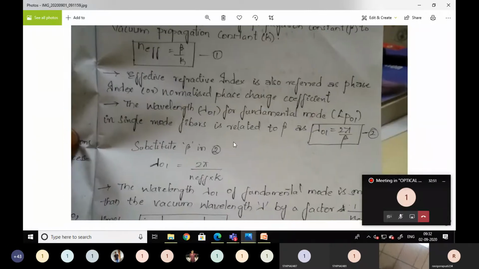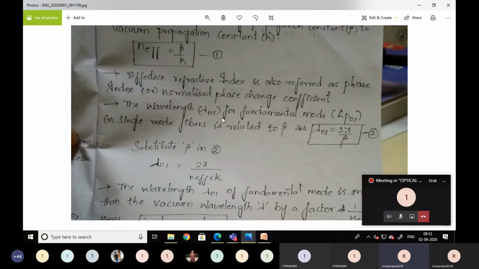Next point you can write. Effective refractive index is also referred to as phase index, or it may be called the normalized phase change coefficient. Remember these names, phase index or normalized phase change coefficient, you may be asked the derived expression.